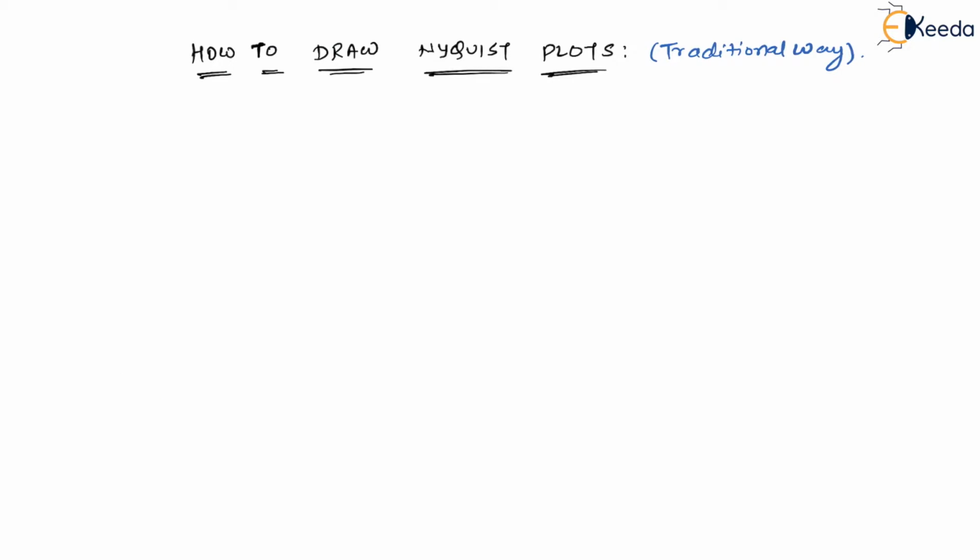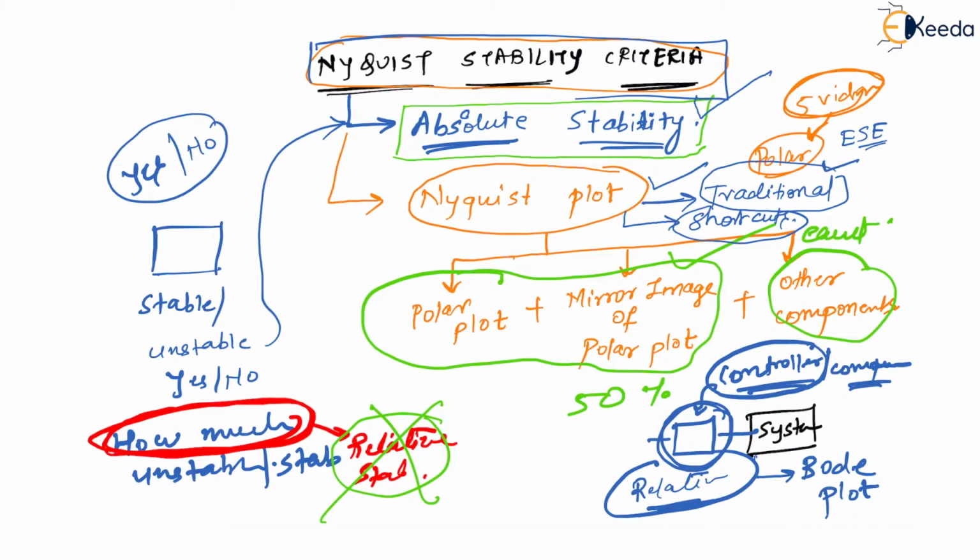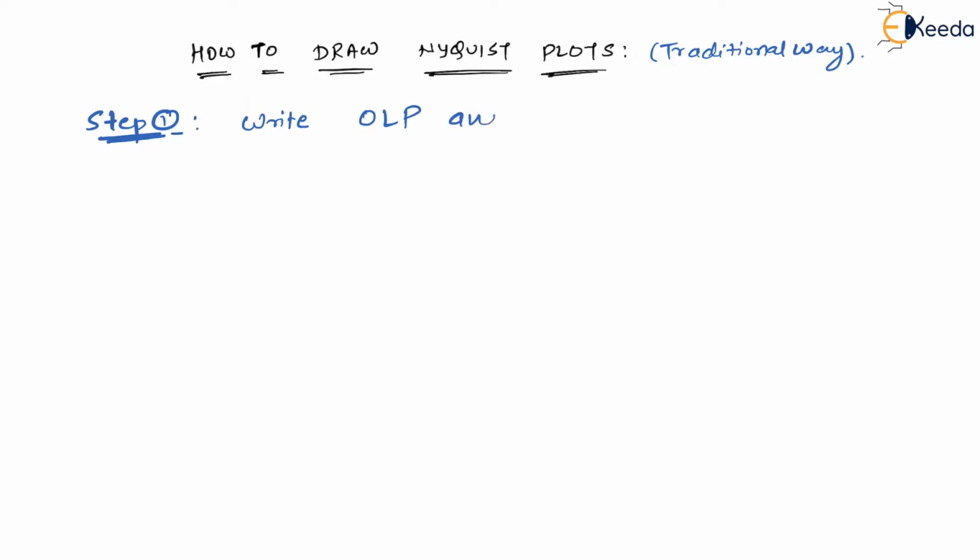So you have three steps basically. The first step that you have in order to plot this one is what? The first step is write down the open loop poles and open loop zeros in S-plane. It is a very easy step, right? It is nothing but our pole zero plot only, simple pole zero plot, right? Step number one.